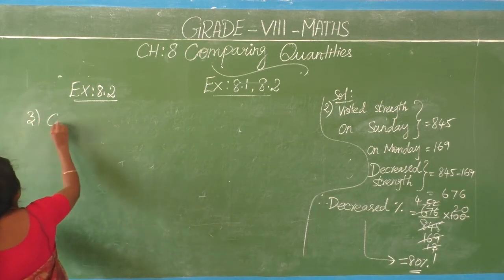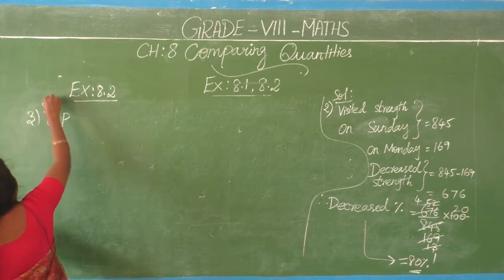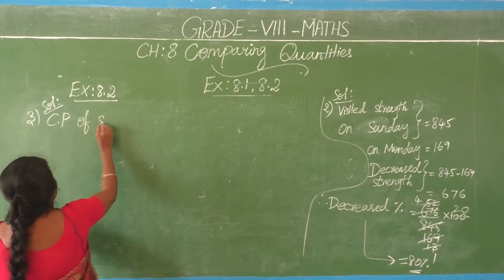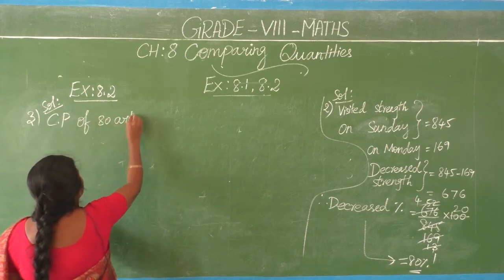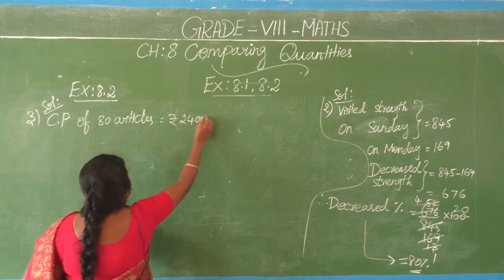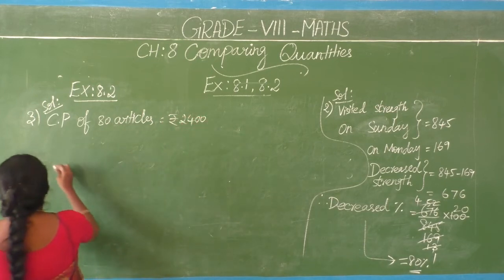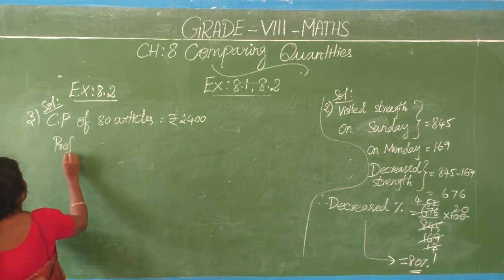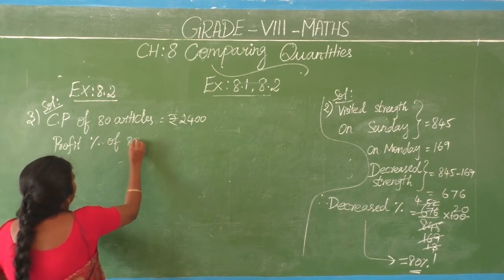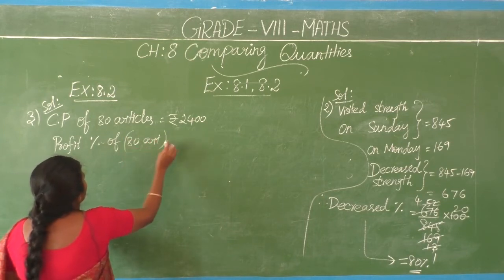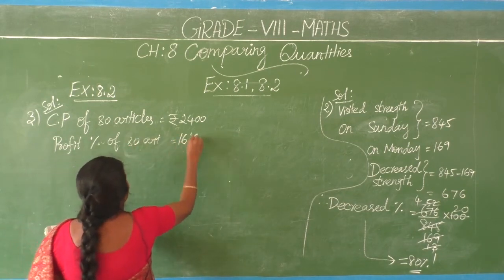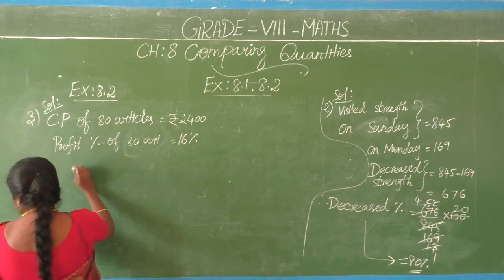So the cost price of 80 articles is equal to 2,400. Okay. The profit percentage of 80 articles is 16%. That means we have to find the profit amount now.